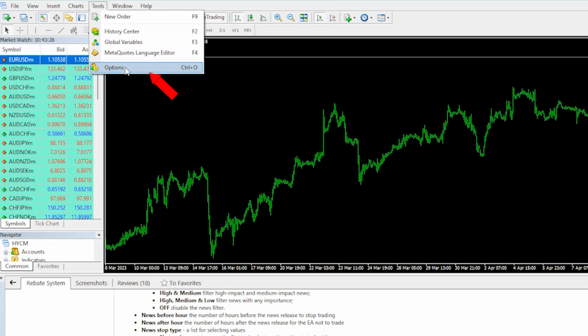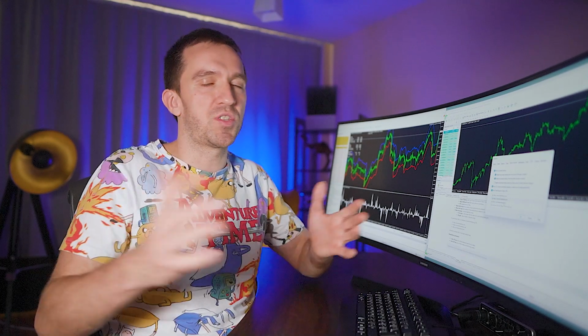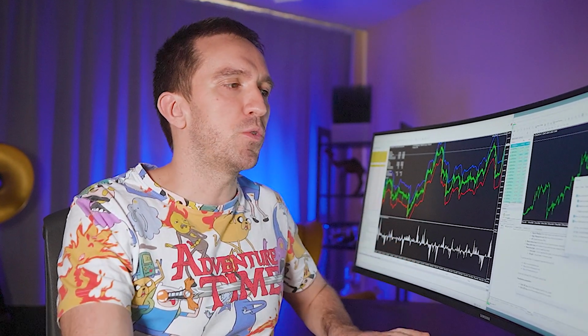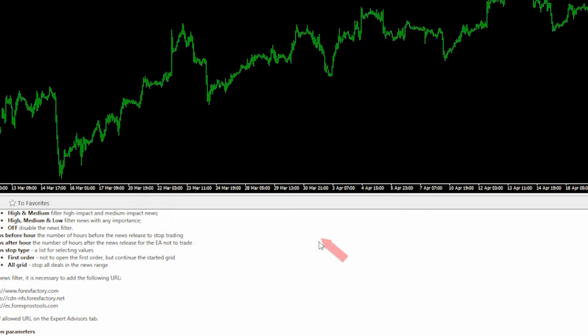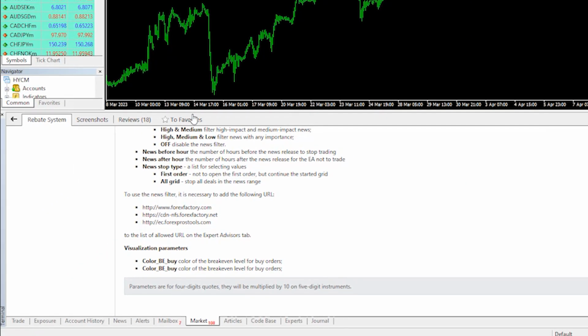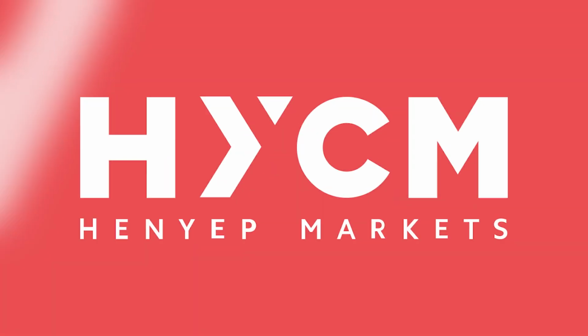I will go to Tools, I will go to Options, and in the Expert Advisors tab you need to put these websites, or if you purchase a different expert advisor, this is where you will have to put the URLs required, usually when there are news filters. So click on OK, and I will be attaching now this expert advisor on the MetaTrader 4 with the HYCM broker. That is the sponsor of today's video, but more on that later.